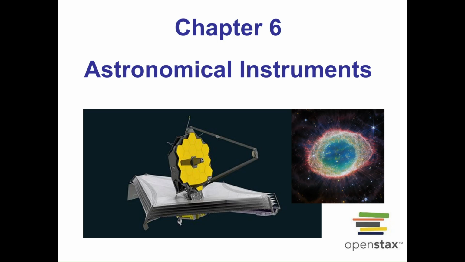And we also talked about how, by analyzing the starlight, we can get the temperature, the chemical composition, as well as how fast the star moves. And in this chapter, we'll talk about what kind of instrument we can use to collect as much starlight as possible.